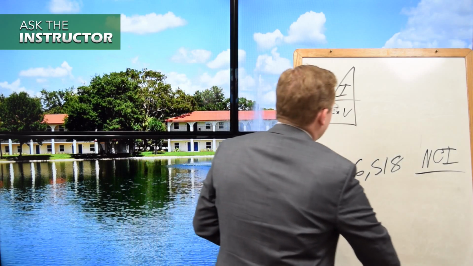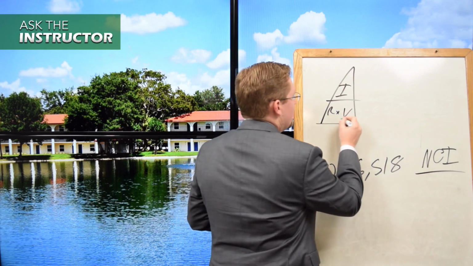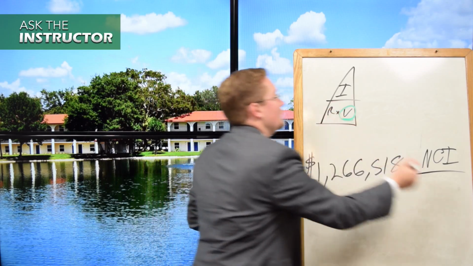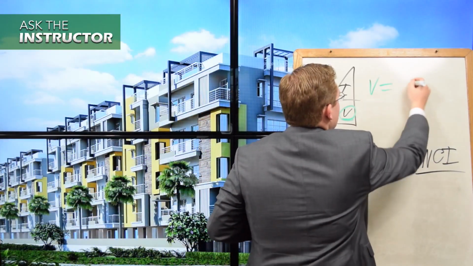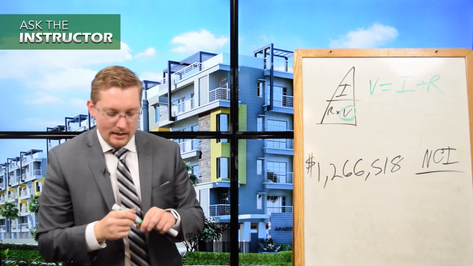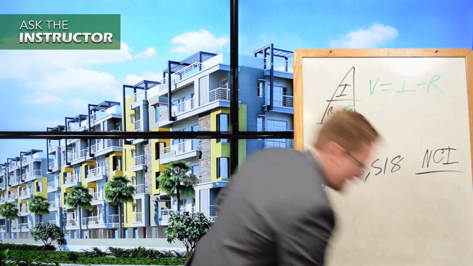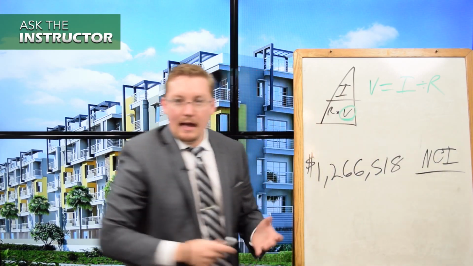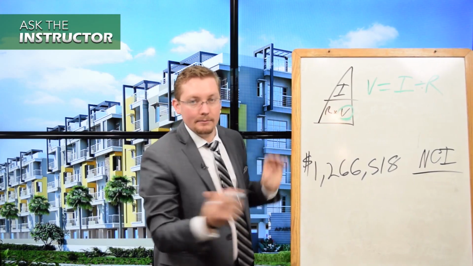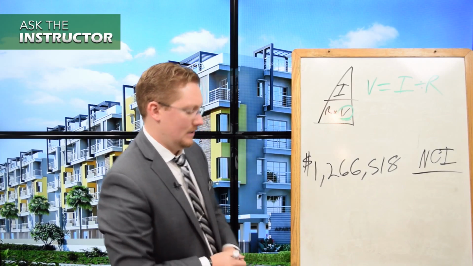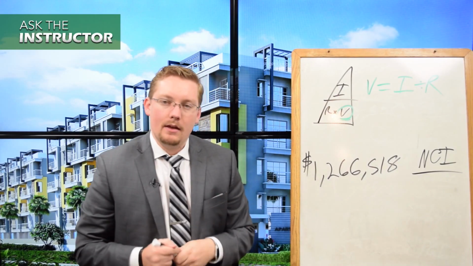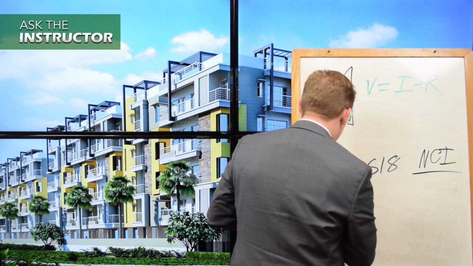So with this IRV triangle, what we're trying to find in this case is the value. We're looking for the value of a property, so we circle the value, and what we're left with is income divided by rate. So our formula is value is equal to our income divided by our capitalization rate, or our return on investment, how much money the investor is looking to get out of this particular property every single year, what percentage of their cash they want to have as cash return. Again, this is before we factor in financing expenses. So what we need to do is take this income and divide it by our capitalization rate.